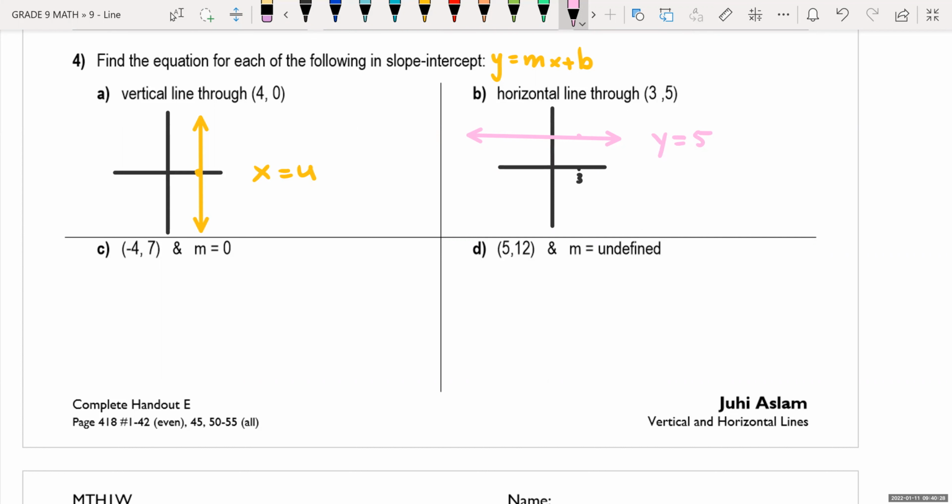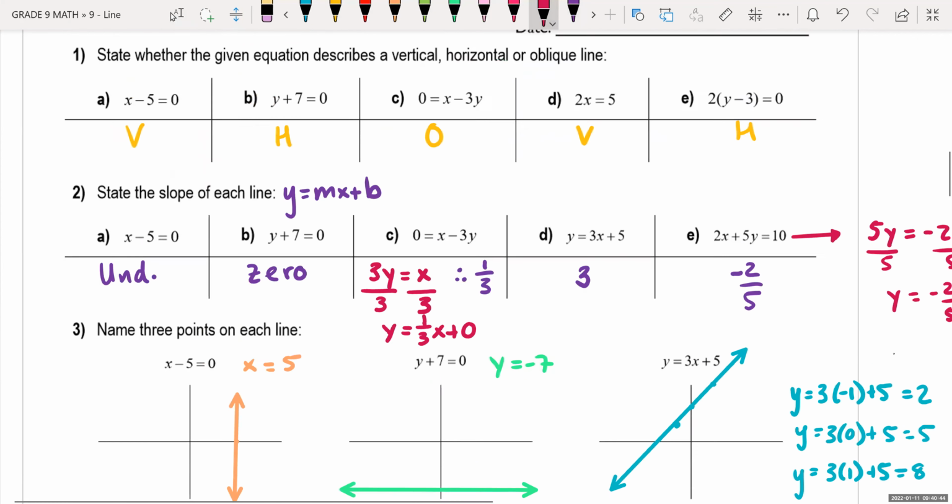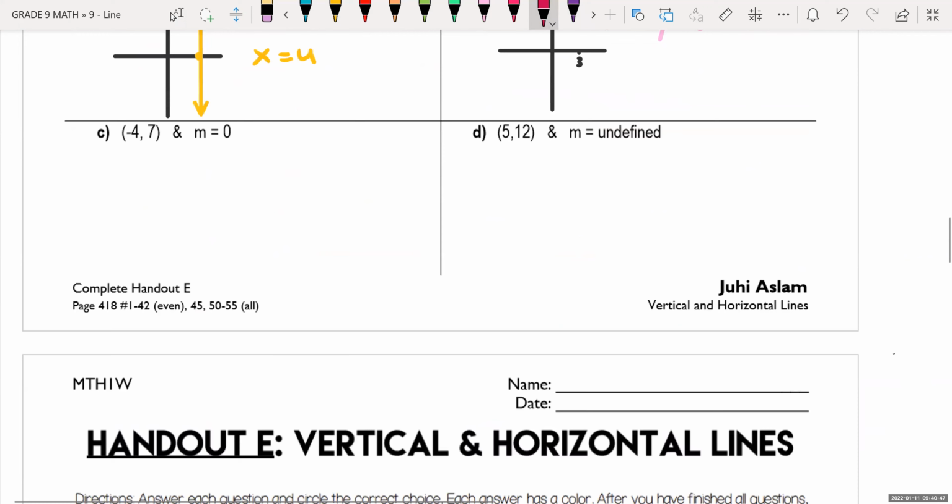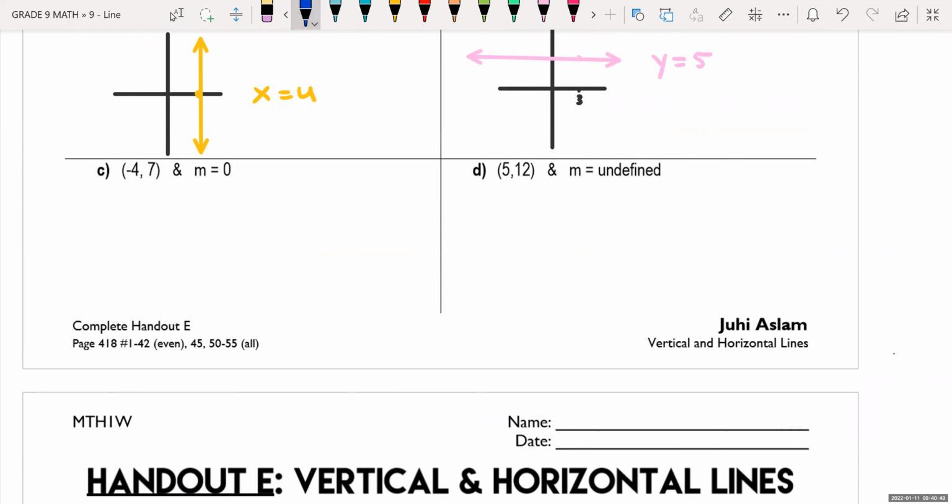All right, 2 more questions. What's the deal with this one? Well, it's the same thing. They tell you the slope is 0 for this question. So I think about my acronyms, and I realize that if it's a 0 slope, let's see what I haven't used. I haven't used blue yet. If it's a 0 slope, then I know I'm dealing with HOY. So really, this question is telling me that I have a horizontal line going through the point -4, 7.